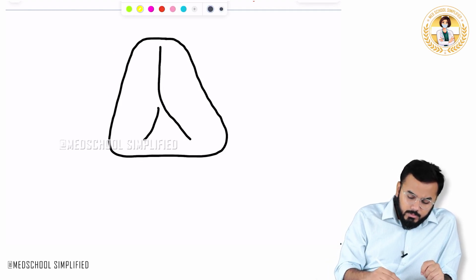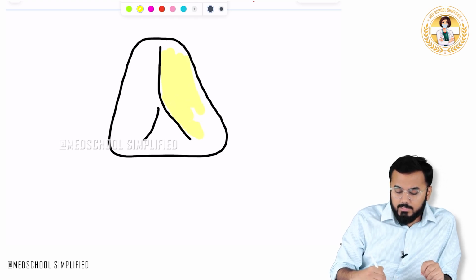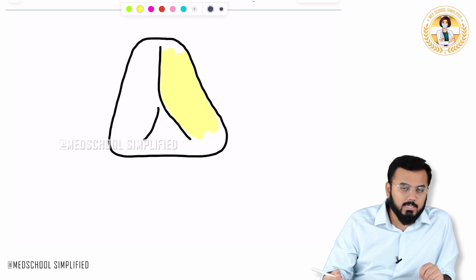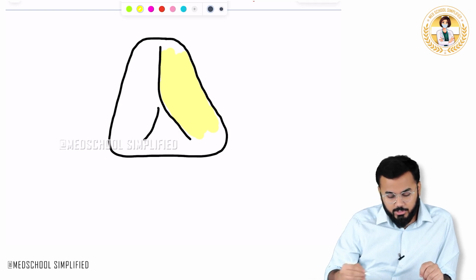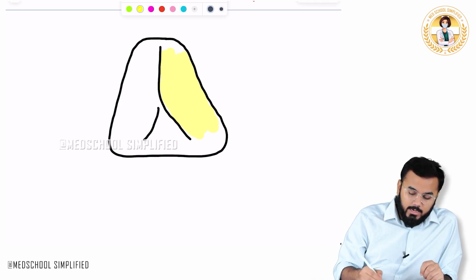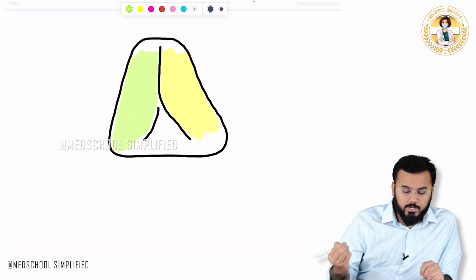Now this region, whatever you can see here which I am highlighting right now. There are two impressions I told you. What are those two impressions? One is called a gastric impression, another one is called a renal impression. So this one is the gastric impression, and the green one which I will be drawing right now, over here, is called a renal impression.